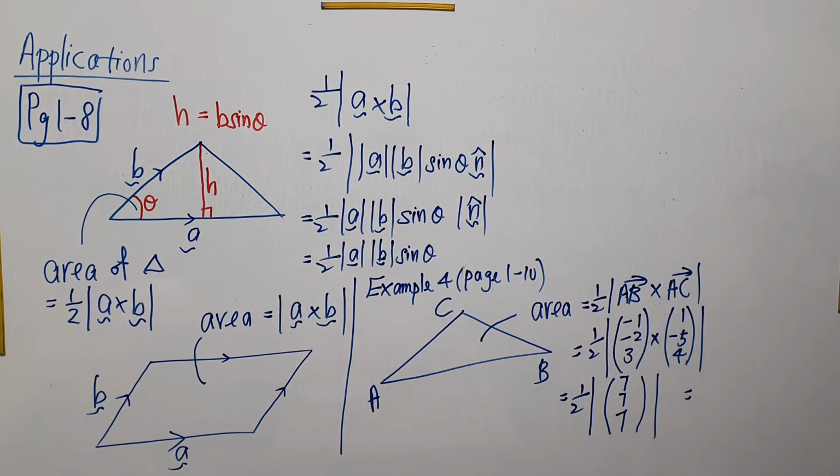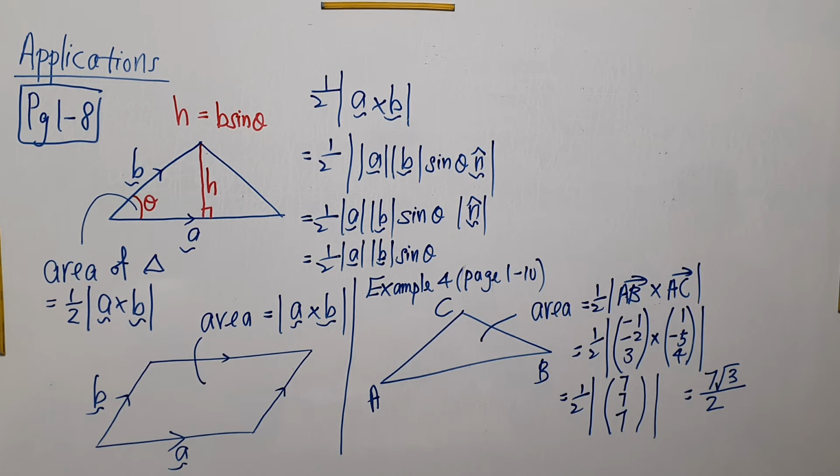And then you have to find the magnitude of (7, 7, 7), and this in the end works out to be 7 root 3 over 2. Right, so this is how you find the area of a triangle in example 4.